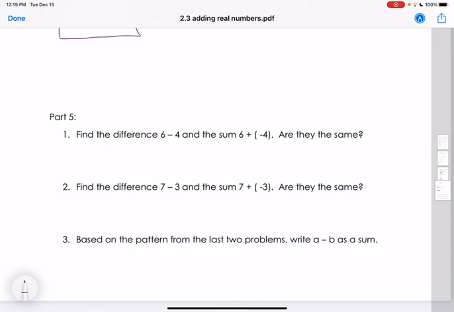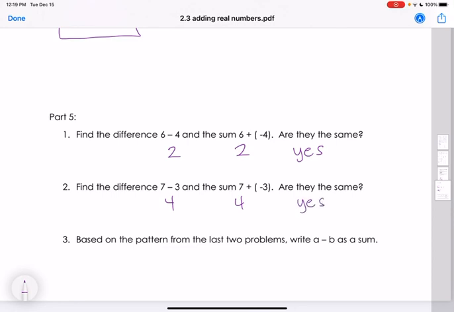Okay, so 6 minus 4 is 2. 6 plus a negative 4 is also 2. Yes, they are the same. Find the difference. 7 minus 3, 4. 7 plus a negative 3, also 4. Also the same. I think they're trying to show us a pattern here.